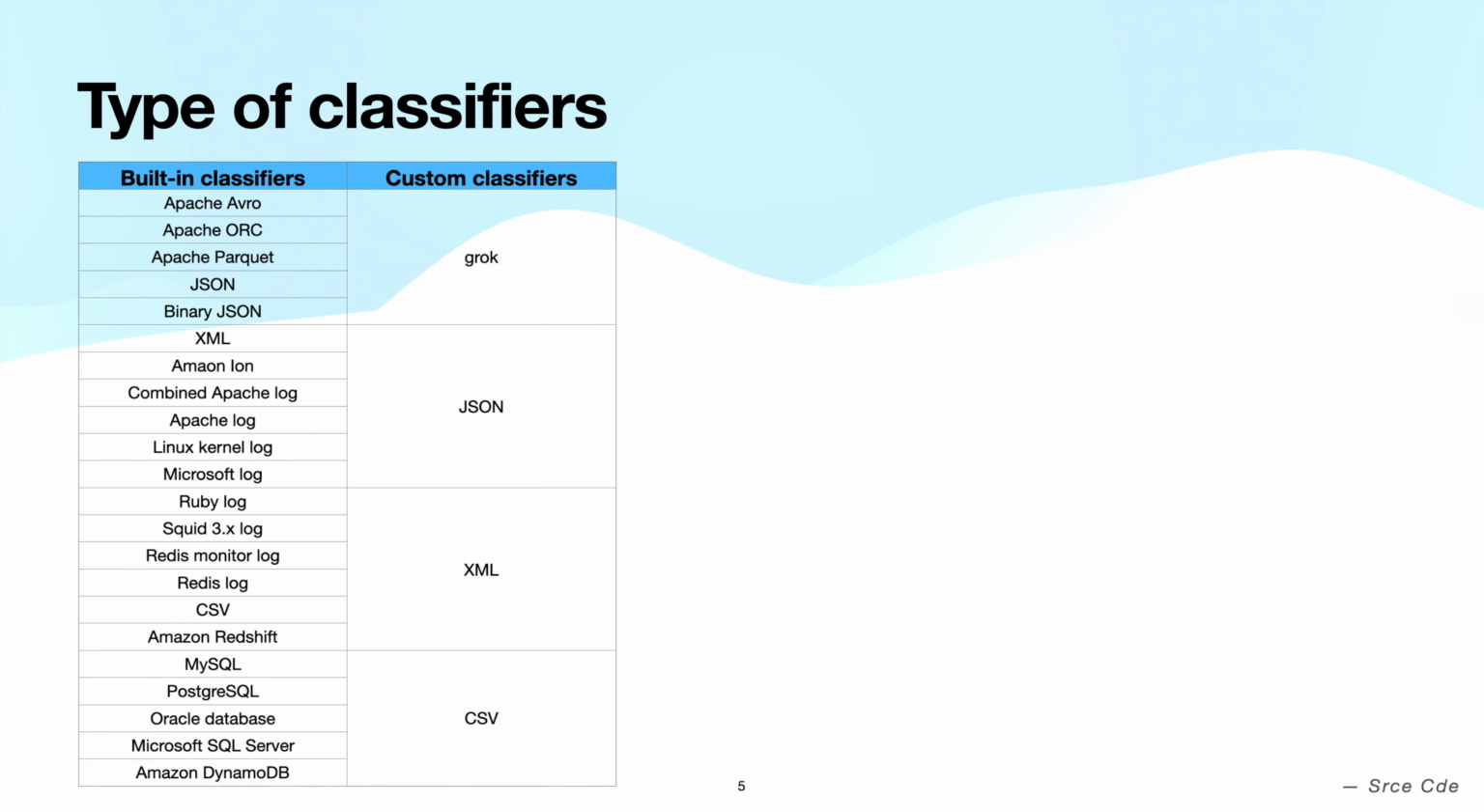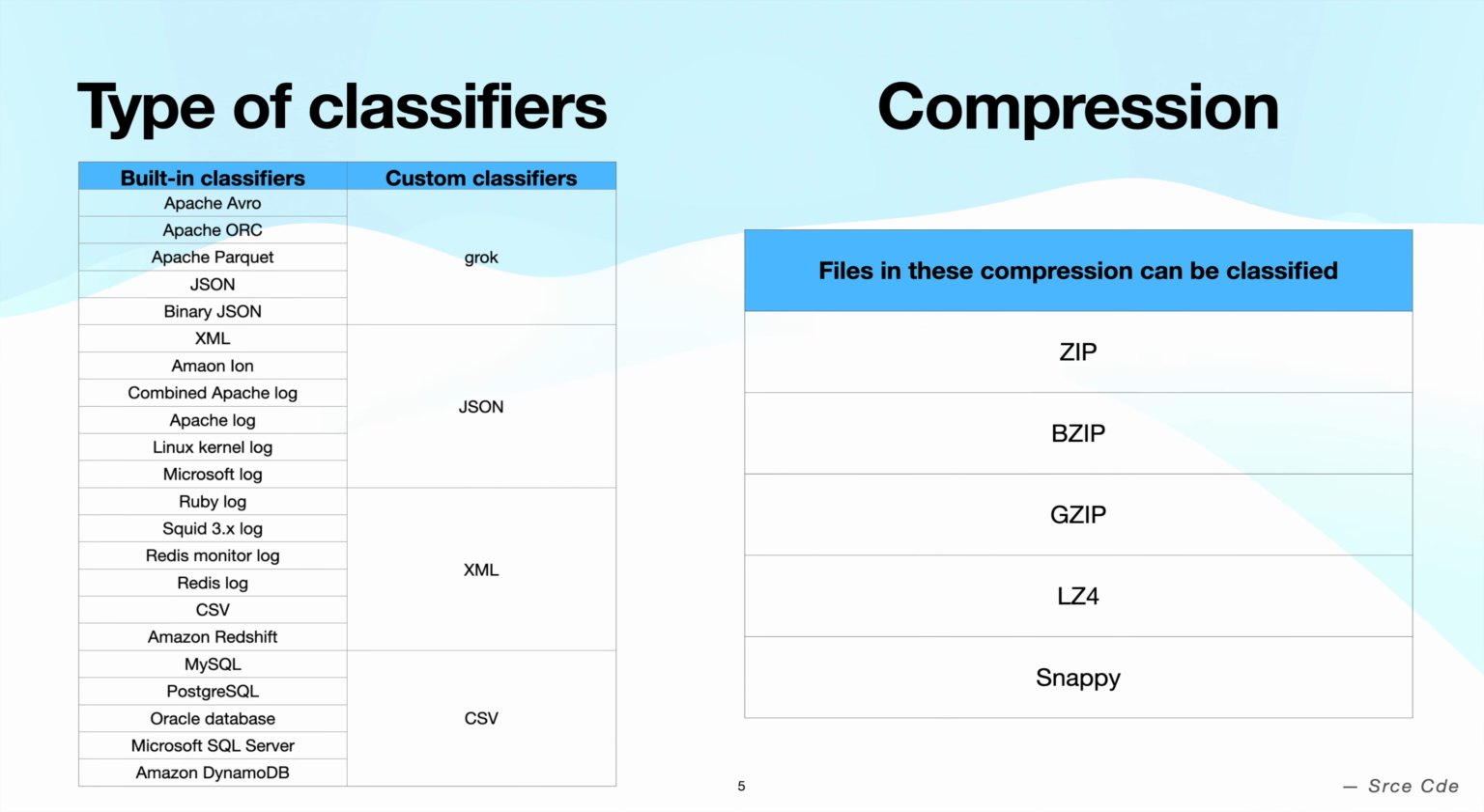So there are two types of classifier within AWS Glue, which is built-in classifiers and custom classifiers. Here is the list of built-in and custom classifiers that AWS Glue supports as of today. Now with respect to built-in classifiers, there is no additional configuration required to parse the structure of the data, because AWS Glue will internally figure out which built-in classifier to use based on the certainty score. For custom classifiers, there are 4 types available, which are Grok, JSON, XML and CSV custom classifiers. And in general, it can classify the files which are in zip, bzip, gzip, lz4 and snappy compression format.